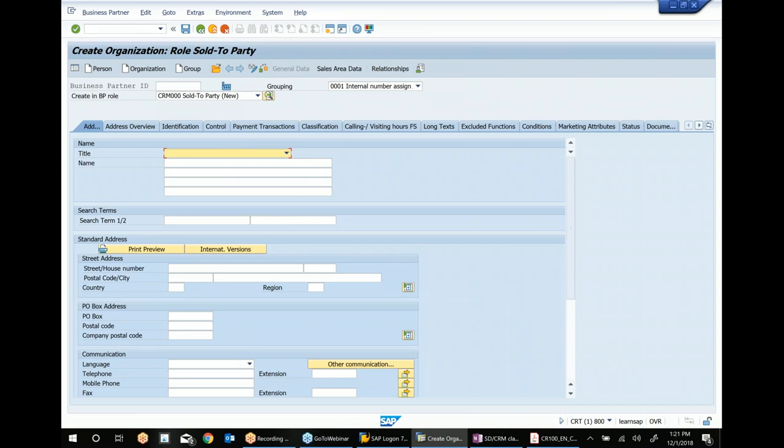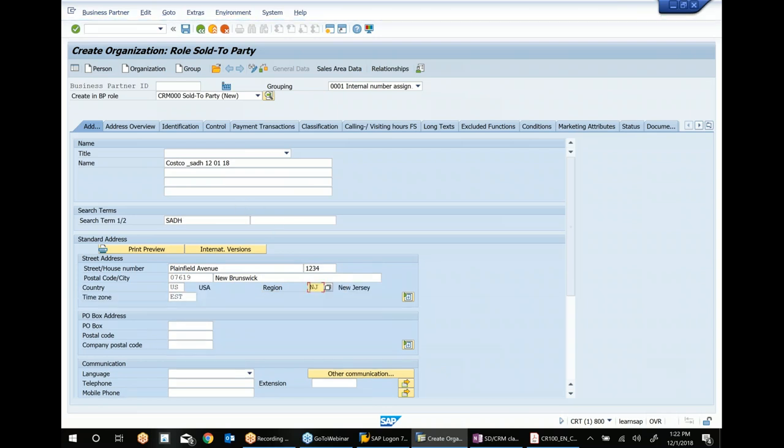And then I can write down, so we can have a new customer. My customer is Costco. In search term, you can write whatever we want. We put the street. So streets, you can put whatever, Plainfield Avenue, 1234, postal code, city, country, and zip code. This is a regular address.